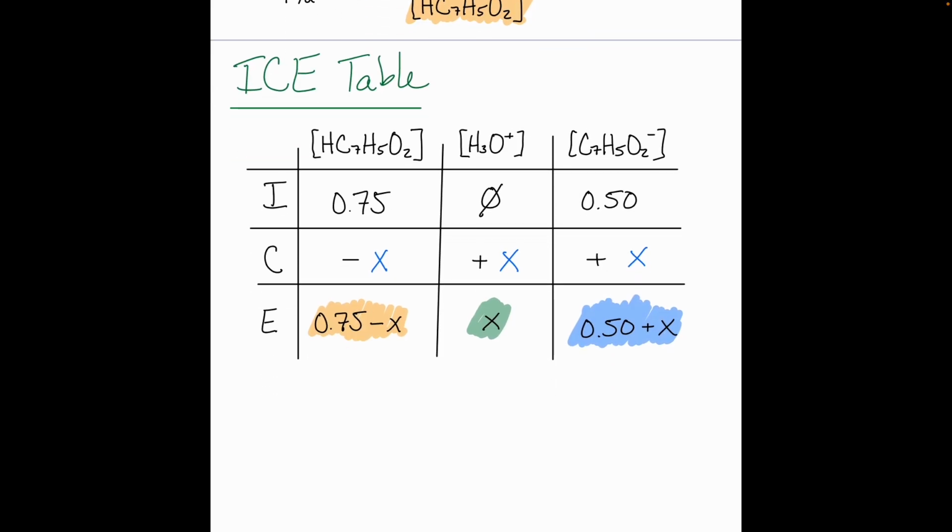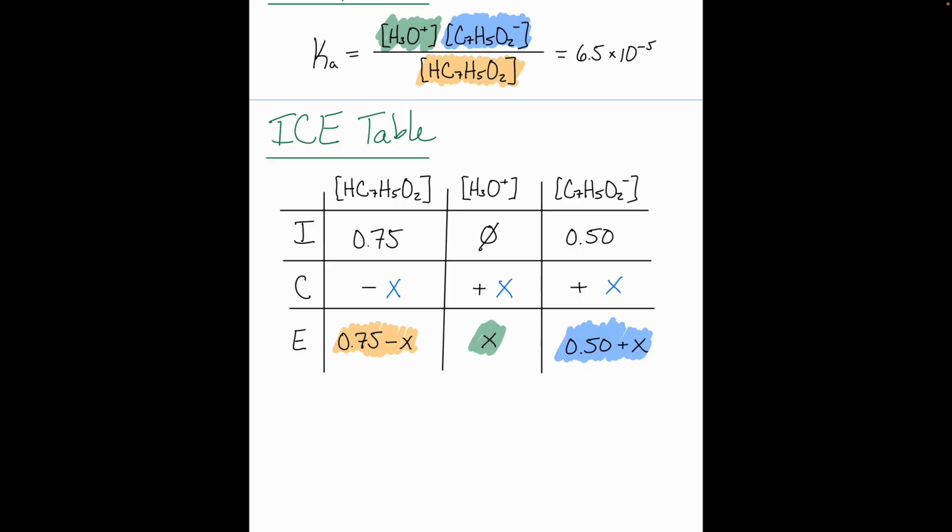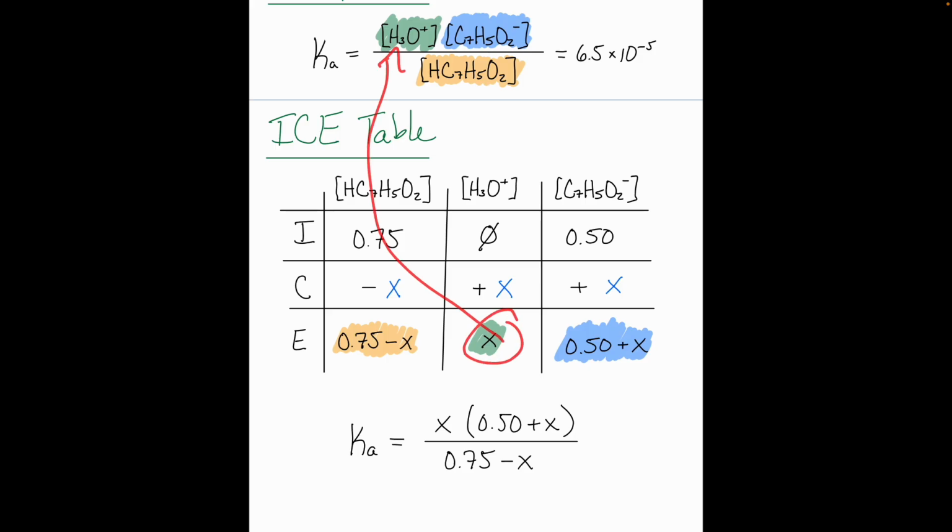We have, I'm going to leave it as Ka for right now because I'm going to do a little algebra and it's going to make my life easier. Ka equals x times 0.50 plus x over 0.75 minus x. All right, I took this, plugged it in up here, took this, plugged it in up here, took this, plugged it in down here. Boom.